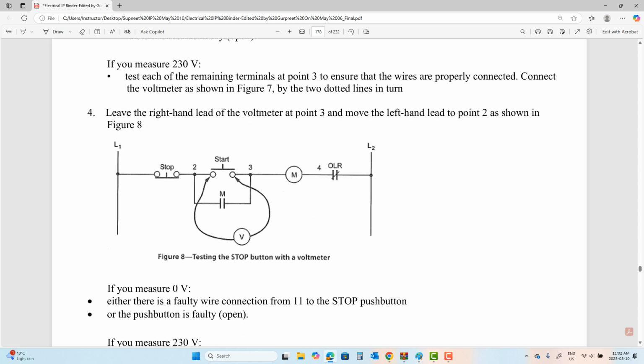What will be the voltmeter reading across the start button which is not pushed down yet? Still 230. The moment you push it down, that's when you see 0 volts, right? Until then, the potential difference between L1 and L2 is 230, right?